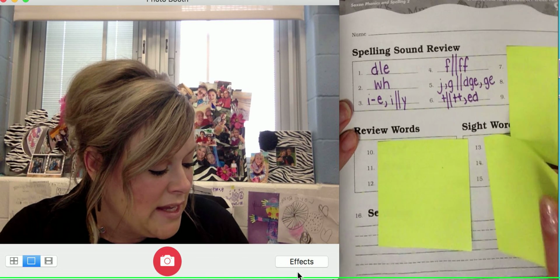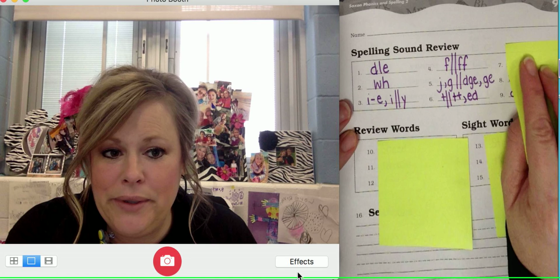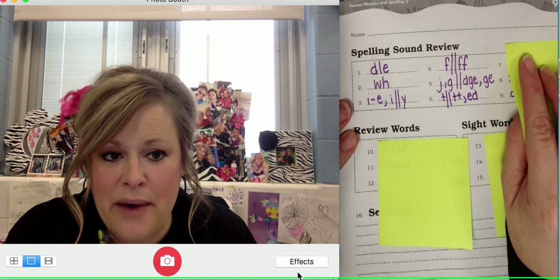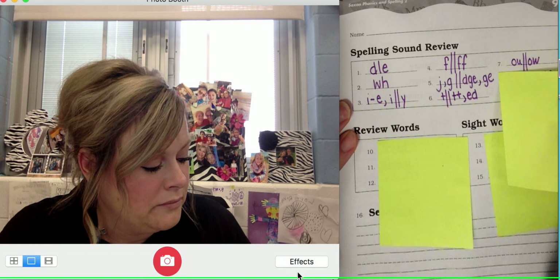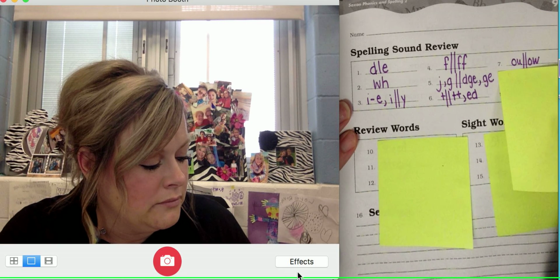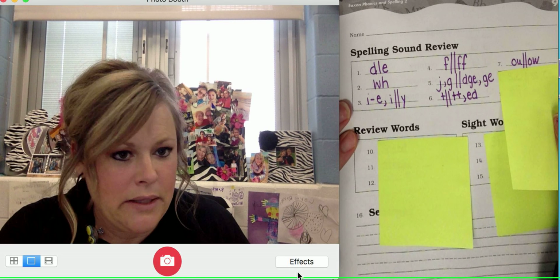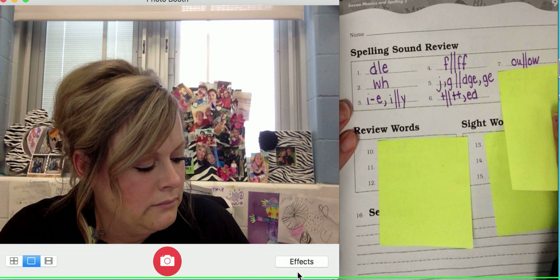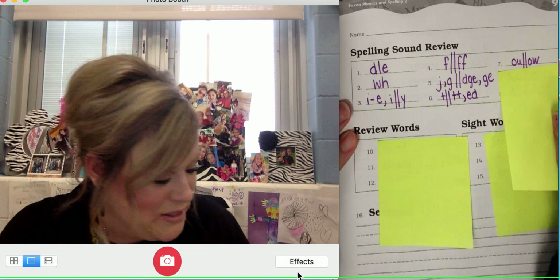Next sound I'd like you to repeat after me is owl. Repeat, owl. Long owl, good. Oop, I fibbed to you. It's, oh, that's right. I was trying to peek through the Post-it note. I did not do a very good job.